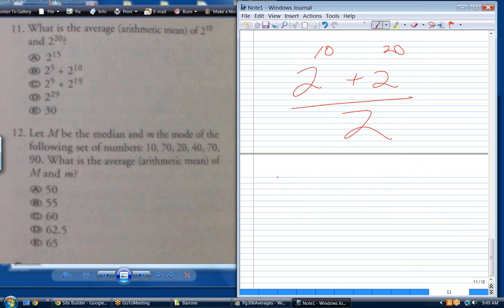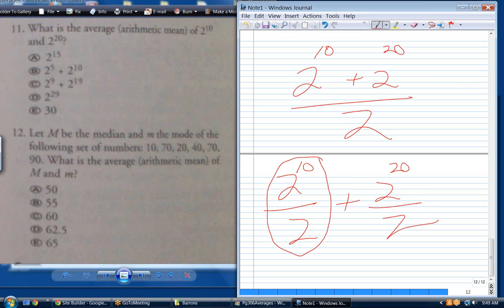So I'm going to make this 2 to the 10th over 2 plus 2 to the 20th over 2. Well, now I can do this math because I got same base, different exponents. And I can do this math, same base, different exponents. Okay, yeah, that makes sense. So what's my answer? It'd be 2 to the 9th plus 2 to the 19th. C.